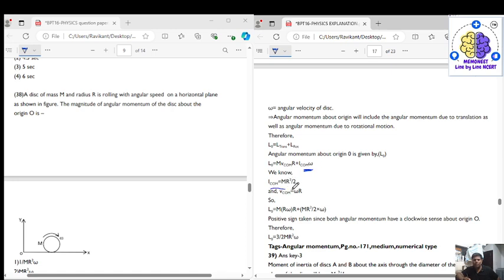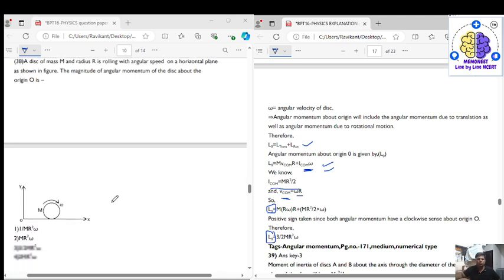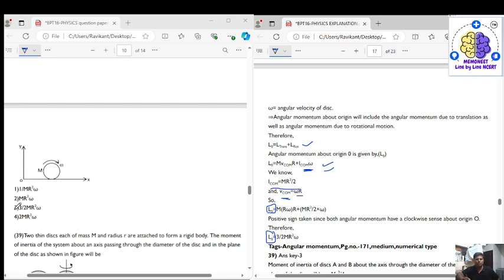So I of center of mass for the disk is equal to mr square by 2, and V of center of mass is omega r. Putting these values here, we get angular momentum about origin is equal to m into r omega into r plus mr square upon 2, this is I, into omega, right? Solving this, we will get L naught, that is angular momentum about origin, is equal to 3 by 2 mr square omega. So the correct answer for this question is 3 by 2 mr square omega, which is option 3, right?